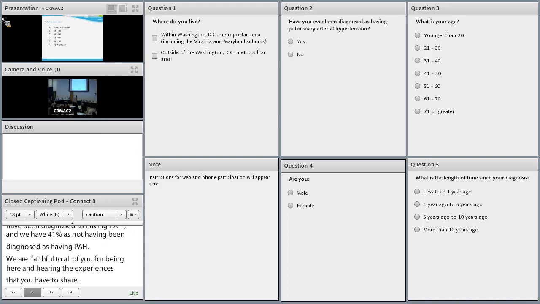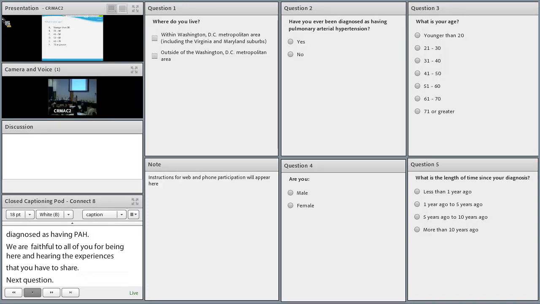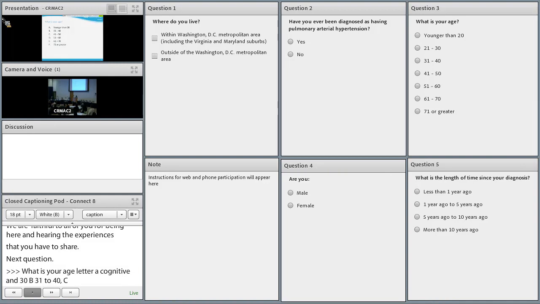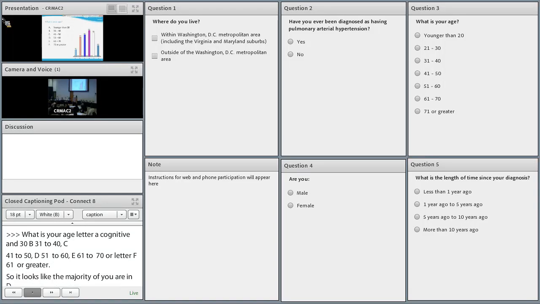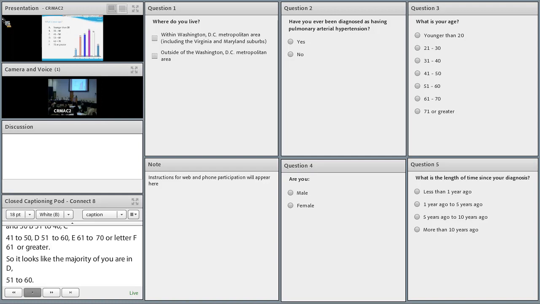What is your age? A, younger than 30, B, 31 to 40, C, 41 to 50, D, 51 to 60, E, 61 to 70, or F, 71 or greater. Okay, so it looks like the majority of you are in D, 51 to 60. We also have 61 to 70. It looks like we have a great spread of everyone, and that's going to be really helpful for us as we hear more perspectives from each of you.